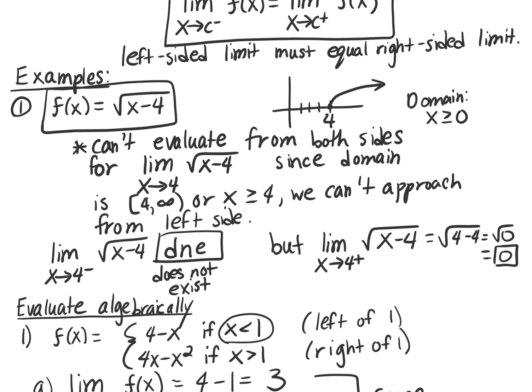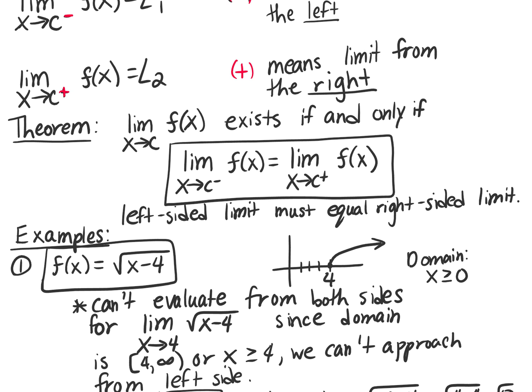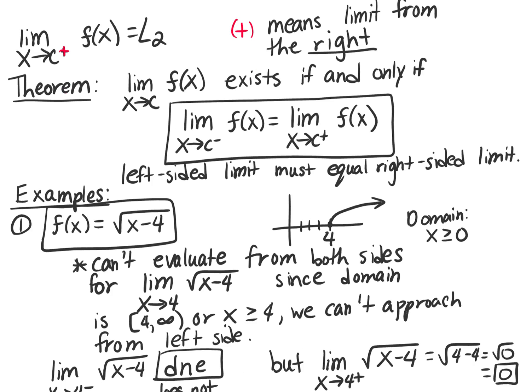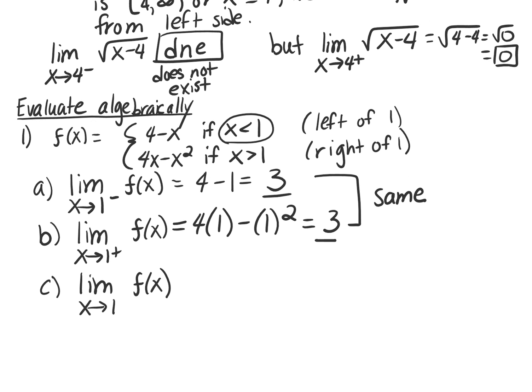If we go back and look at my original theorem, limit as x approaches c of f of x exists if and only if the left side limit equals the right side limit. So since the left and right side are equal to each other, the limit as x approaches 1 is also equal to 3. You don't need to show any work for that. You just want to look and see if those first two are the same.